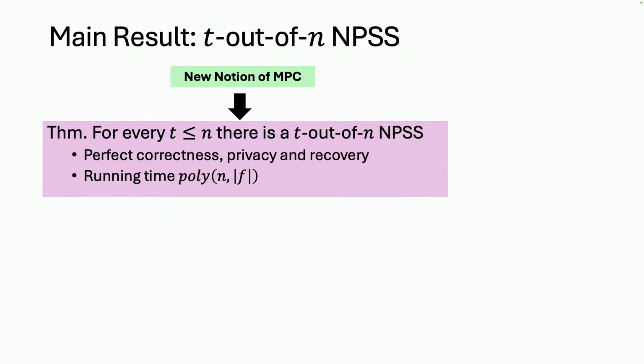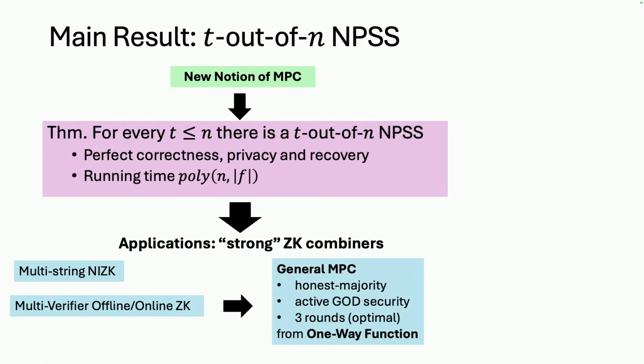Okay, so I said that we're going to construct it based on a new notion of MPC. Let me postpone this part and focus on the applications. We're going to see in a minute how this thing can be used to combine zero-knowledge proofs. Maybe some of you already see it. We're going to have all sorts of applications in this domain, but one thing that maybe is more interesting for people in this audience is that we get a general MPC protocol in the following settings.